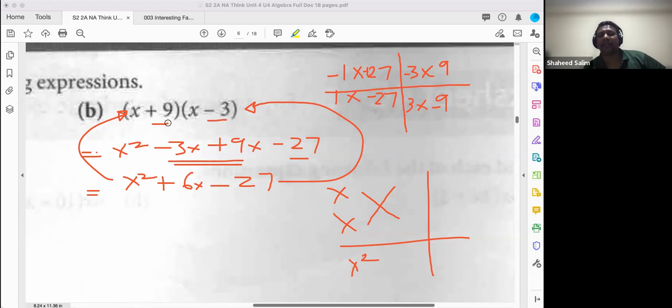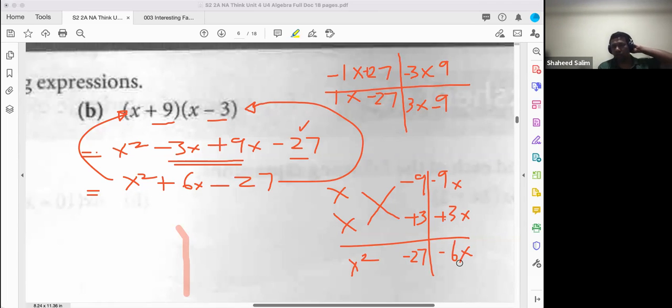Okay, let's say we put down here negative 9. Let's say we put positive 3. Let's try. You'll find that you can't get the answer. Negative 9 times 3, negative 27. This part is correct. Down here is correct. But x times negative 9, negative 9x. X times 3, plus 3x. What do you get then? You get negative 6x, down here.